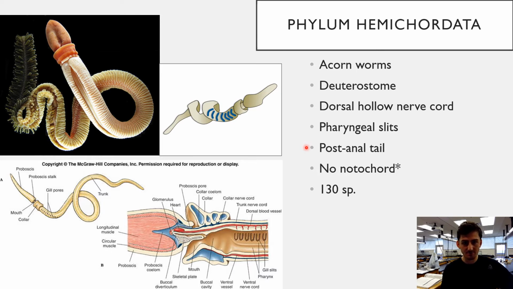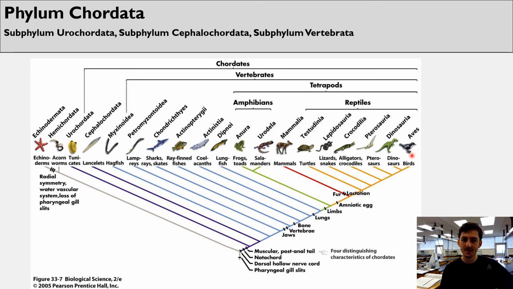What else? Yeah, they're a fairly non-diverse group. There's only about 130 described species, and they're all marine. So that's the phylum Hemichordata, and that brings us to the phylum Chordata. So these are the chordates. So we're going to go through the 3 major groups. So you have the vertebrates, Cephalochordata, and then Urochordata, and then I'll go through diversity of chordates in another lecture in a couple weeks.